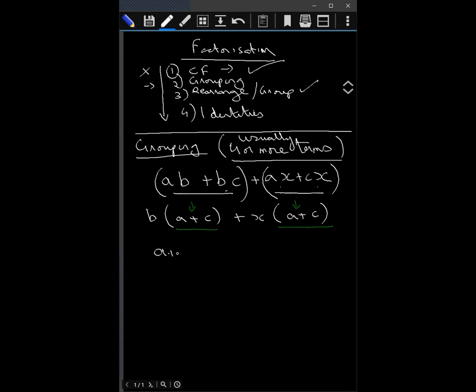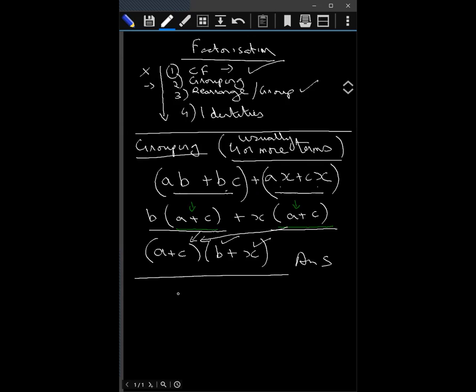So it would be A plus C and B plus X. Right now, again, we have a binomial. So in this binomial, this is one term and this is the second term. A plus C is common, so we take out A plus C. We divide the first term by A plus C, what will remain is B. Second term by A plus C, what will remain is X. So therefore, this is the final answer. Right? Easy. Do one more.